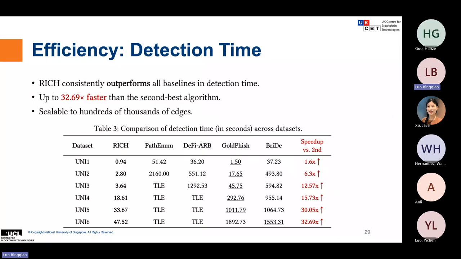Our first result focuses on the efficiency of Reach. We compared the detection time of Reach and the baselines across all 6 datasets, and we can find that Reach consistently outperforms all of the competitors. On the smaller graphs, the speedup is about 1.6 times, while on the largest, it can beat the second best by around 32 times.